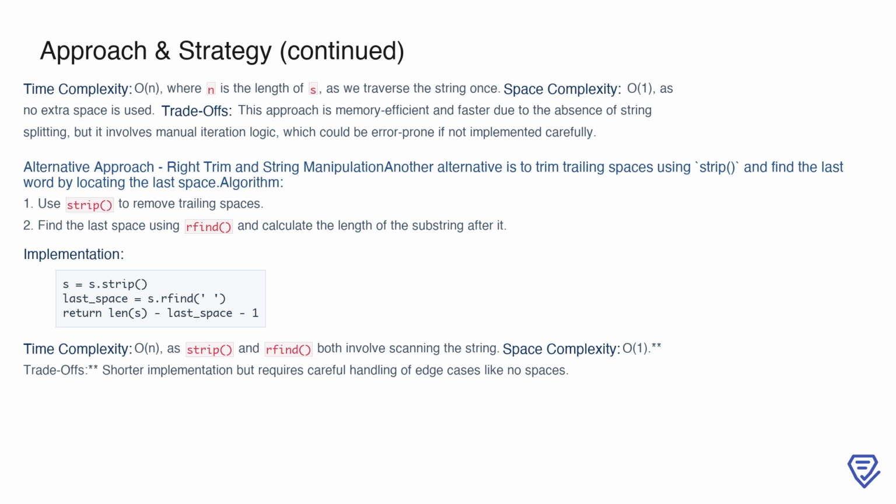As an alternative, we could use a trimming and string manipulation strategy. In this method, the string is first stripped of trailing spaces using strip, and then the position of the last space is identified using rfind. The length of the last word is calculated based on the substring after the last space. This alternative approach is compact and avoids manual iteration, but it requires careful handling of edge cases, such as strings with no spaces or strings that consist of just one word. Both methods are viable, but each has its trade-offs.